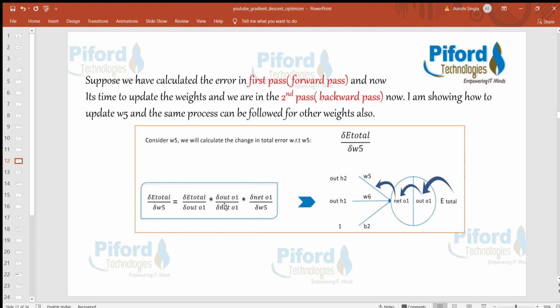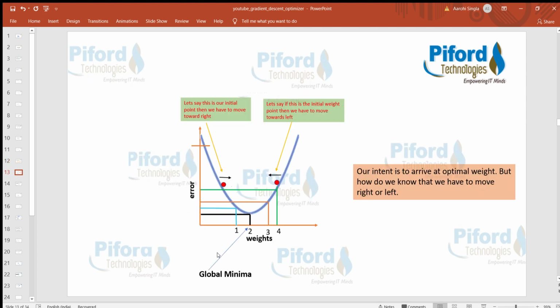So this is basically the chain rule of calculus which we are following over here. So let's move forward. The very first thing which comes to our mind while updating a weight is, suppose the weight value is somewhere over here, the initial weight value. Whenever we want to update the weight, initially we give some weight value, right? And then we calculate the output, and on the basis of the error we update the weight.